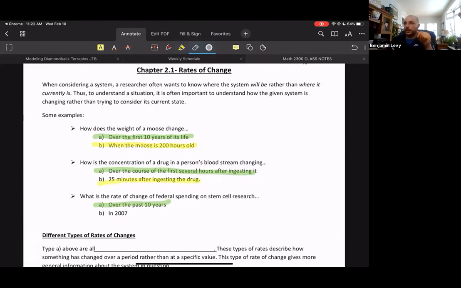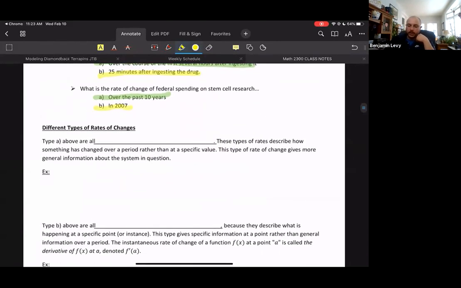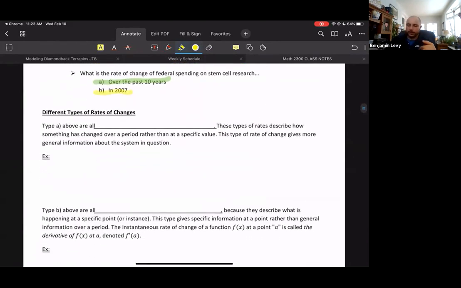Or the third example I'll share is out of a textbook that was talking about federal spending on stem cell research. If we care about long-term, general changes, we might ask, how has it changed over the last 10 years? If we're hyper-focused on what's happening right now, we might care about what's happening in 2007 or 2021, the specific year we care about. Each one of these examples is contrasting something over a period compared to something at a specific moment, right? And that's getting at these two different types of rates of change.